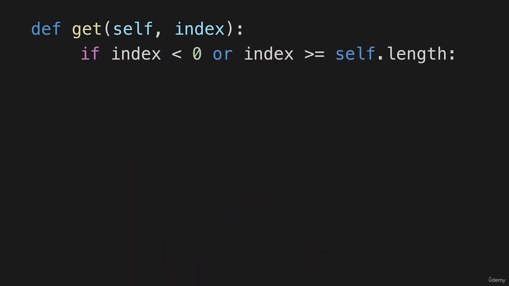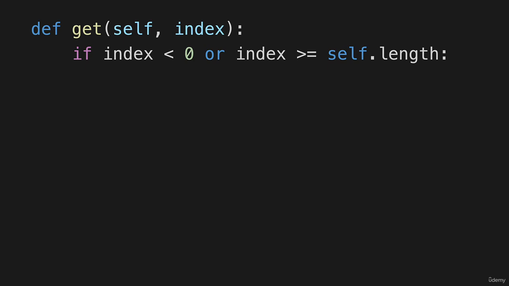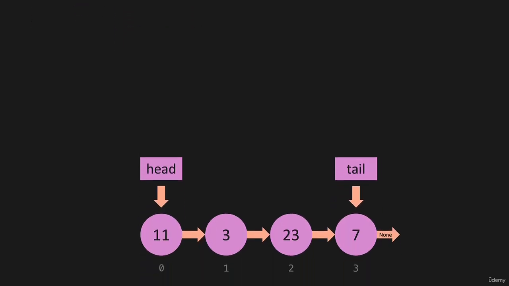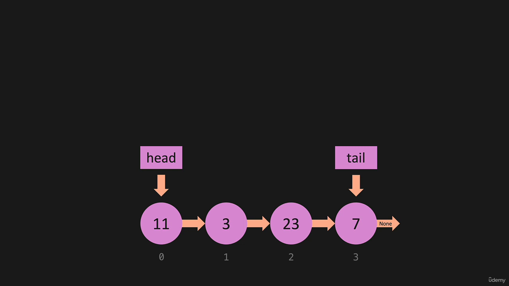So we're going to say if the index is less than 0 or the index is greater than or equal to the length, then we're going to return none, because obviously we can't get a node at any of those indexes. So we have to start with this. Now let's look at getting a valid index.